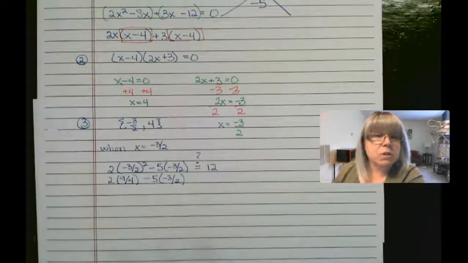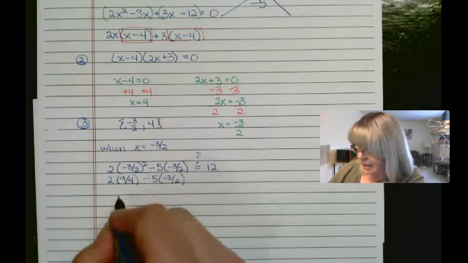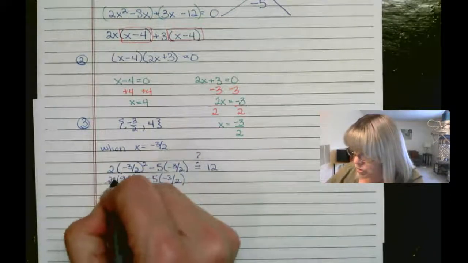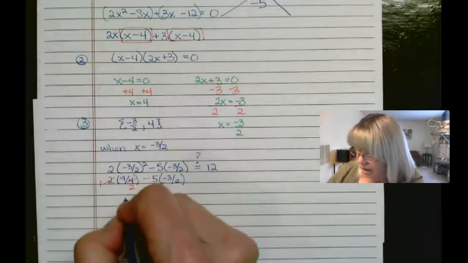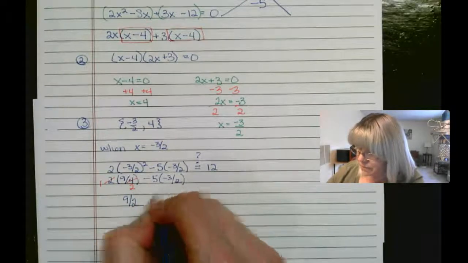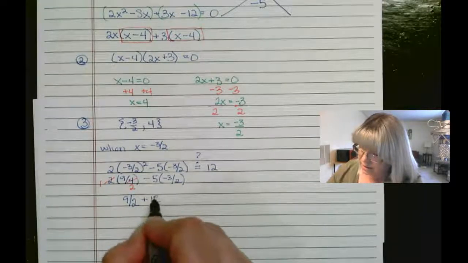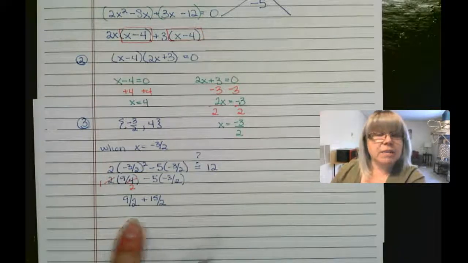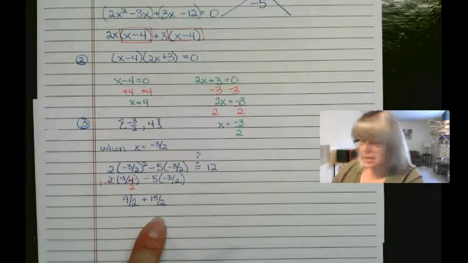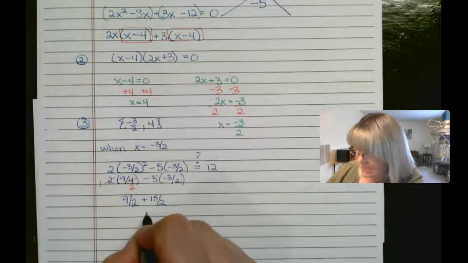Okay. Now I got to do some multiplication, got to follow order of operations. So 2 times 9 is 18, but I think I am going to reduce first. 2 goes into 2 once, 2 goes into 4 twice. So I have 9/2, and negative 5 times negative 3 is positive 15/2. And luckily we have the same denominator, so all we need to do is add the numerators. And 9 plus 15 is, what is that?